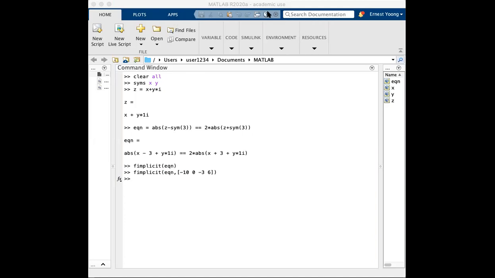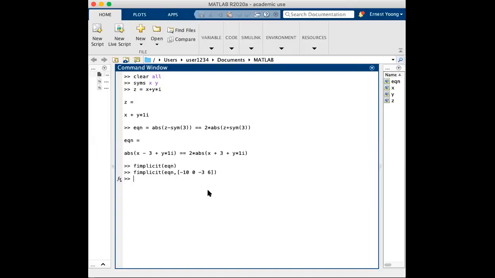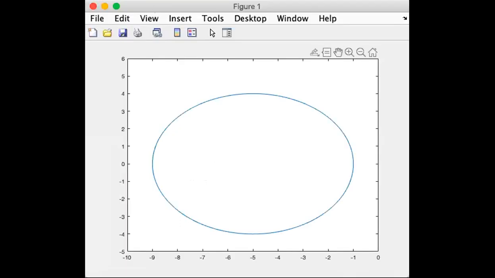Still not the perfect shape, so I can make it larger, becoming -5 to 6. Okay, there we go. fimplicit equation, put in -10, 0, and -5 to 6. So right now it looks like a nice shape, as you can see. Okay, cool. So next we go back to our code.